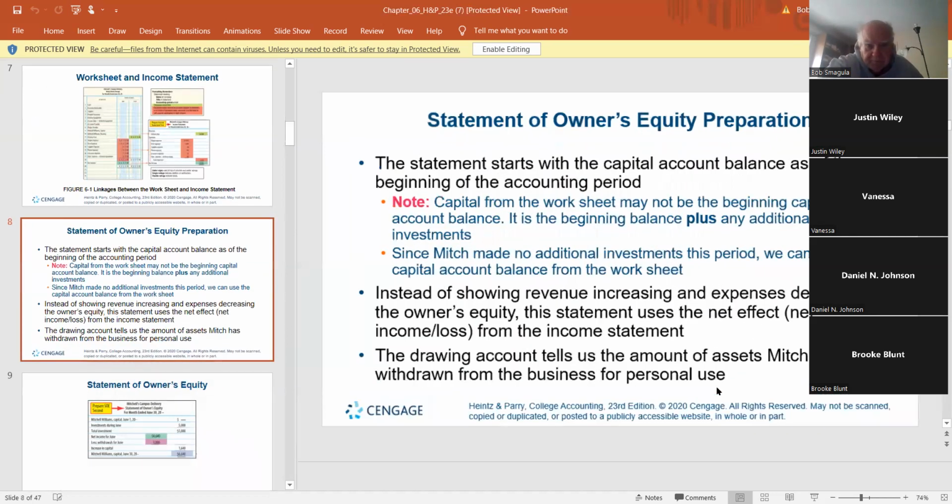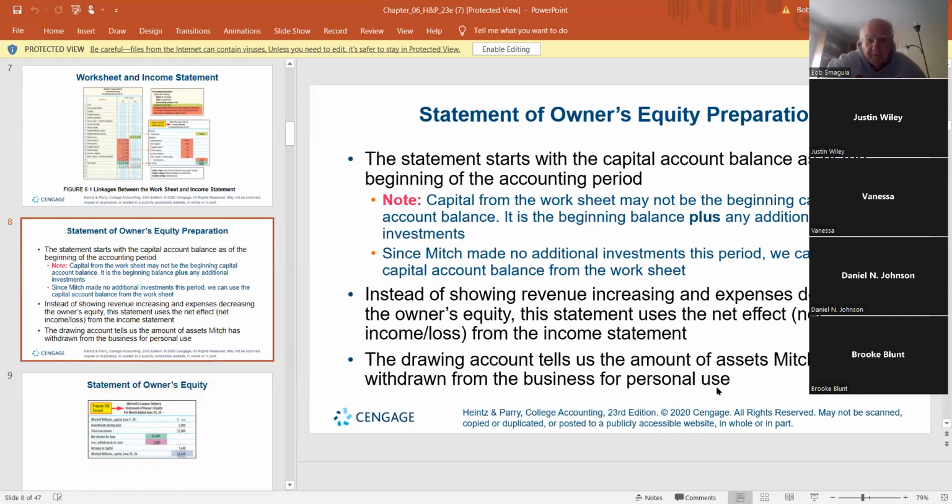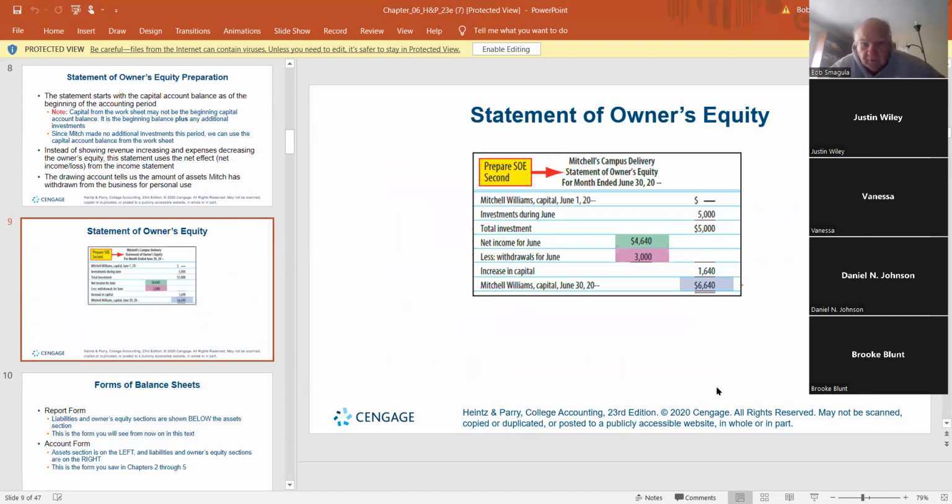Statement of owner's equity. Here we go. And this is kind of where we're leaving off, I think. The statement starts with the capital balance at the beginning of the period, plus the income, minus the drawing. Let's take a look at the statement of equity. You have a beginning of $5,000, which you see there. We add the net income, 4,640, and subtract the $3,000 in withdrawals. So this business grew from $5,000 to 6,640. That's pretty good. That's almost 23%, something like that.